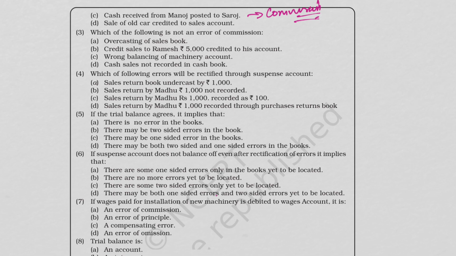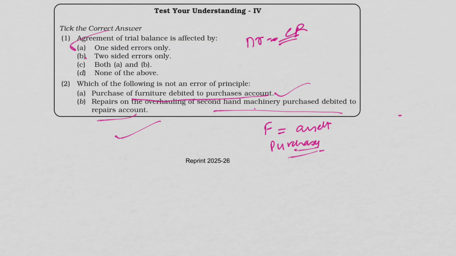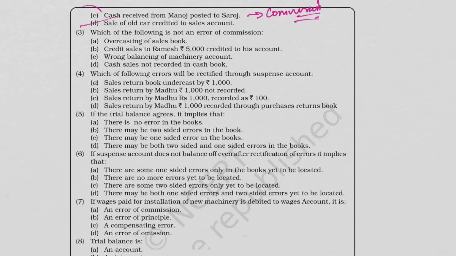Sale of old car credited to sales account. Here the sale of an asset is recorded as revenue. This is an error of principle. So in this, which one is not an error of principle? Answer is option C.